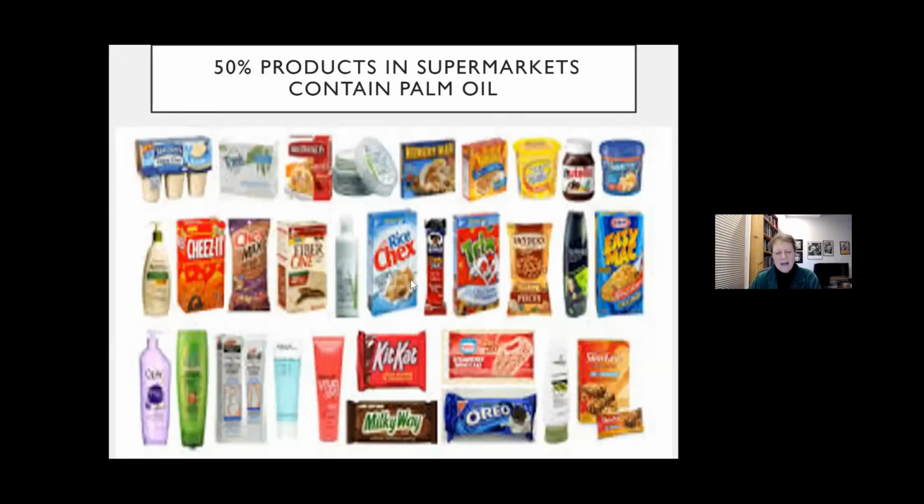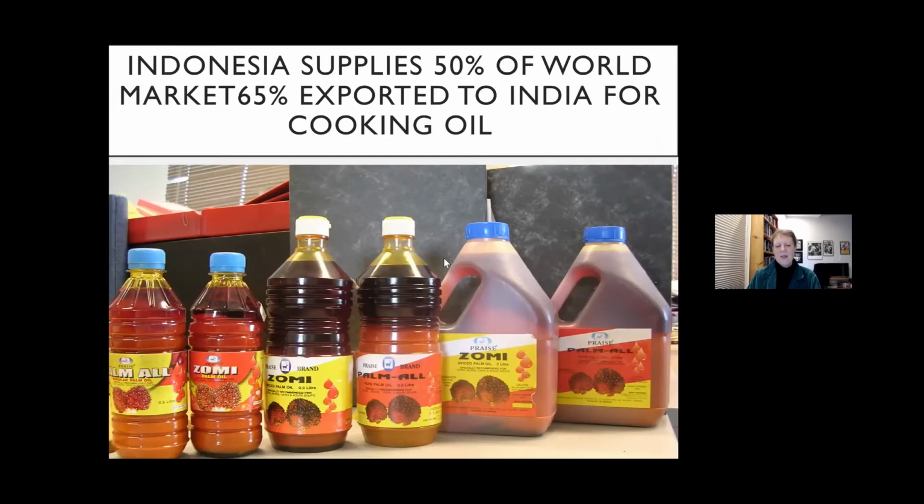Why all of this? Just to remind us, 50% of the products in supermarkets in Europe and America, possibly in Scandinavia as well, contain palm oil. So it's a hugely important industrial oil. It's used in a vast number of food products, especially junk foods, also detergents. And most important, it is used as a cooking oil. And Indonesia supplies 50% of the world's market for palm oil, of which 65% of Indonesia's product is actually exported to India, where it is used as an affordable cooking oil.